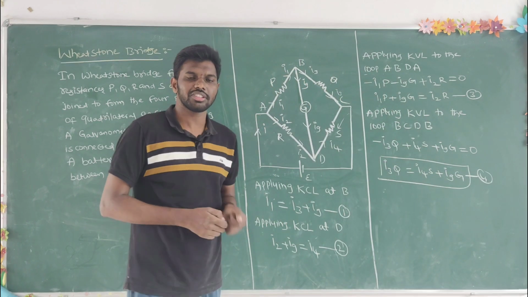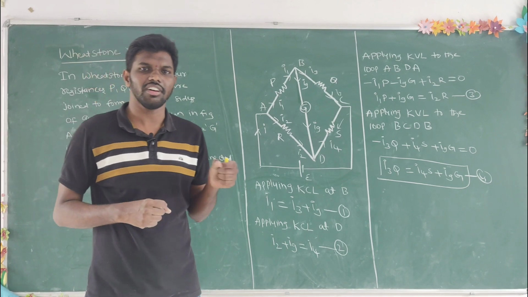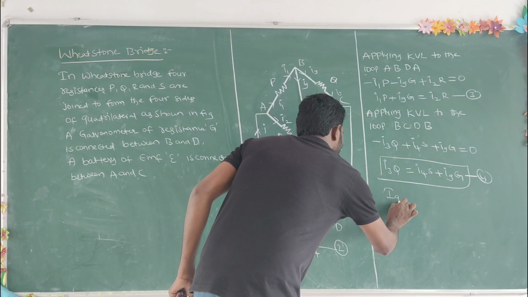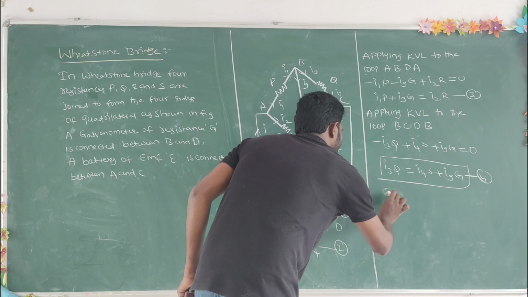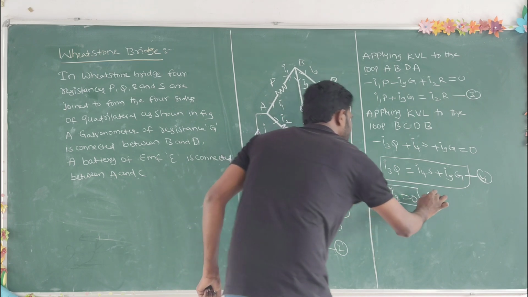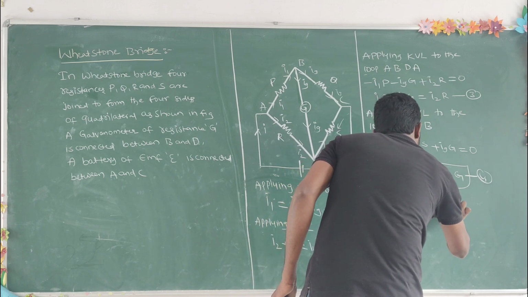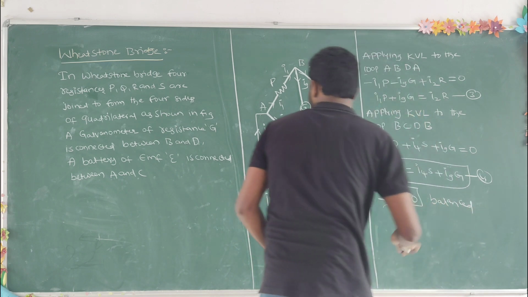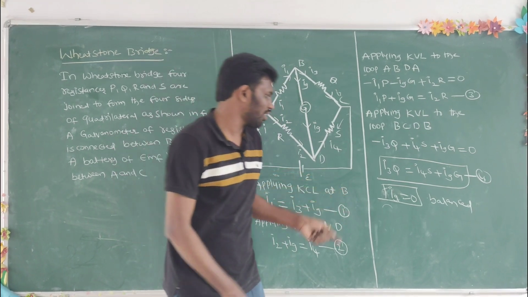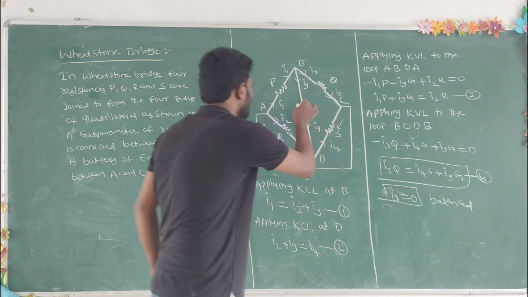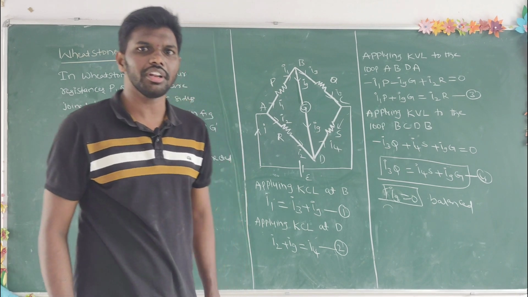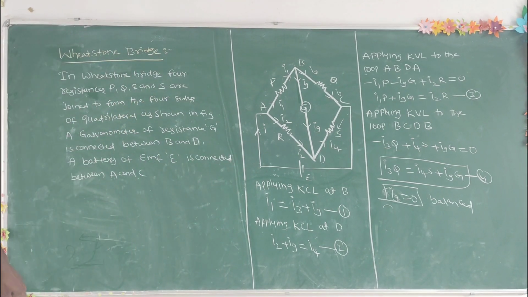The bridge is said to be balanced. So we need to get the balanced condition of the Wheatstone bridge when the galvanometer current Ig is equal to 0. When the galvanometer current Ig is 0, the bridge is said to be balanced. So to get the balanced condition, I am writing the galvanometer current Ig equal to 0. We will substitute Ig equal to 0 in all 4 equations.